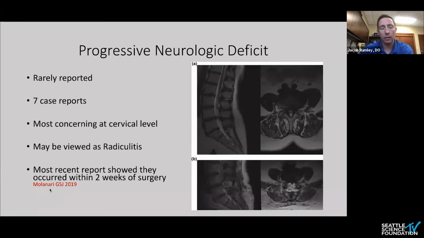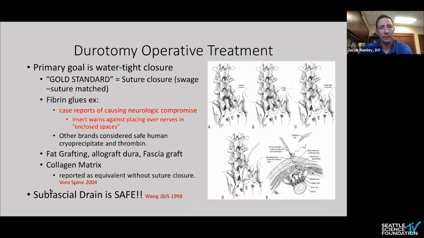Molinari published a paper about a year ago reviewing a couple of these, and in his review, there was a patient who had quadriplegia due to a pseudomeningocele that was pushing on the cord. After decompression, they had complete resolution, and it took about 2 years for the patient to completely resolve. So with a progressive neurologic deficit after surgery, if you've had a durotomy, you definitely need to consider that a pseudomeningocele may be present. What do we do if we have an incidental durotomy?